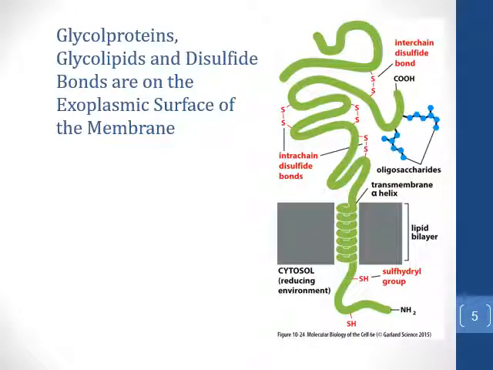So let's start out by making a general point here. This doesn't have anything to do with folding, but when it comes to adding the carbohydrates, in other words, the process of glycosylation and the process of disulfide bonds, all that's going to happen in the lumen of the ER.